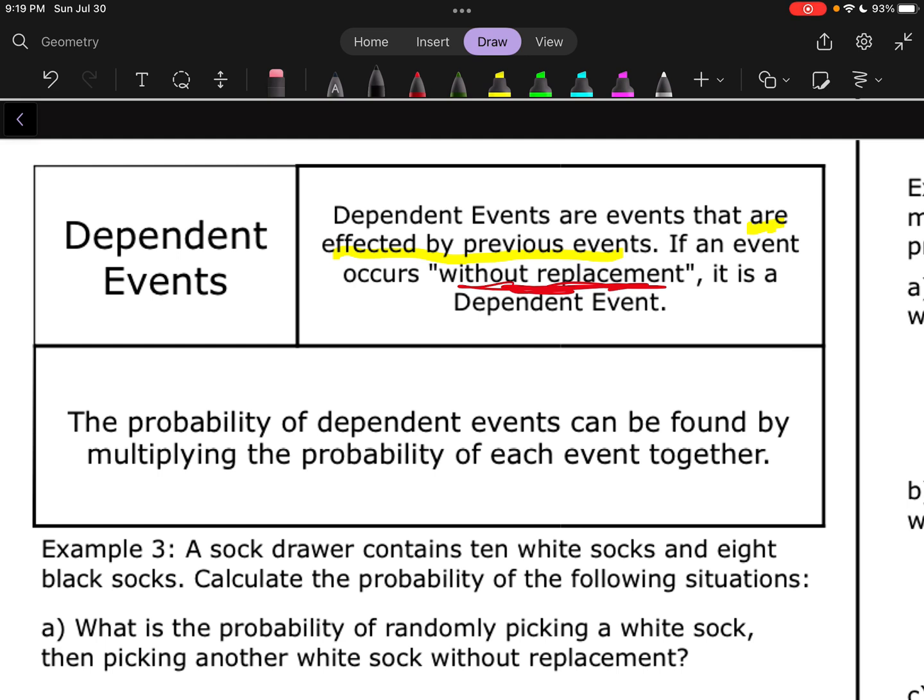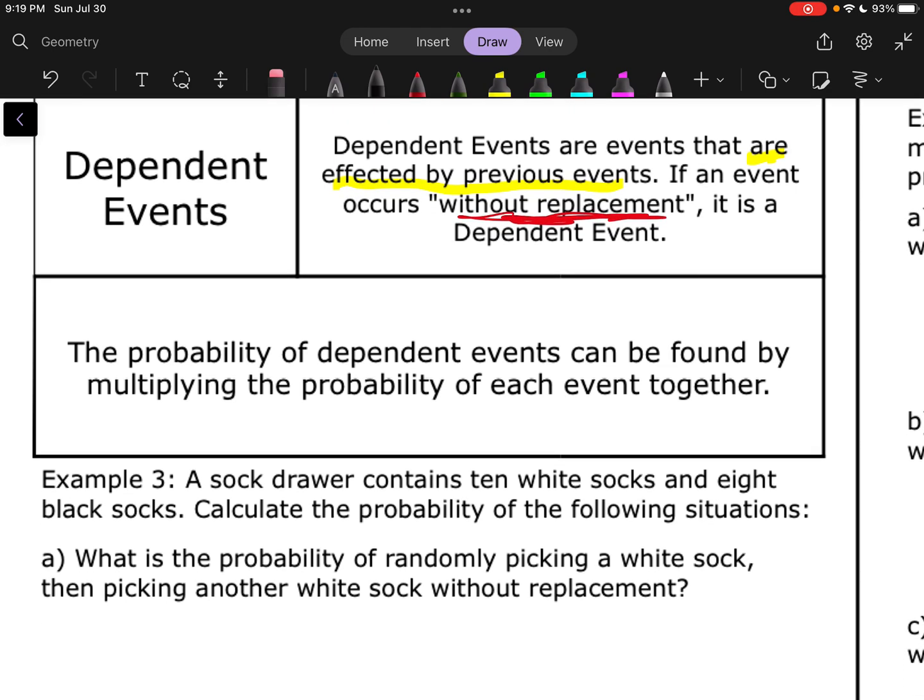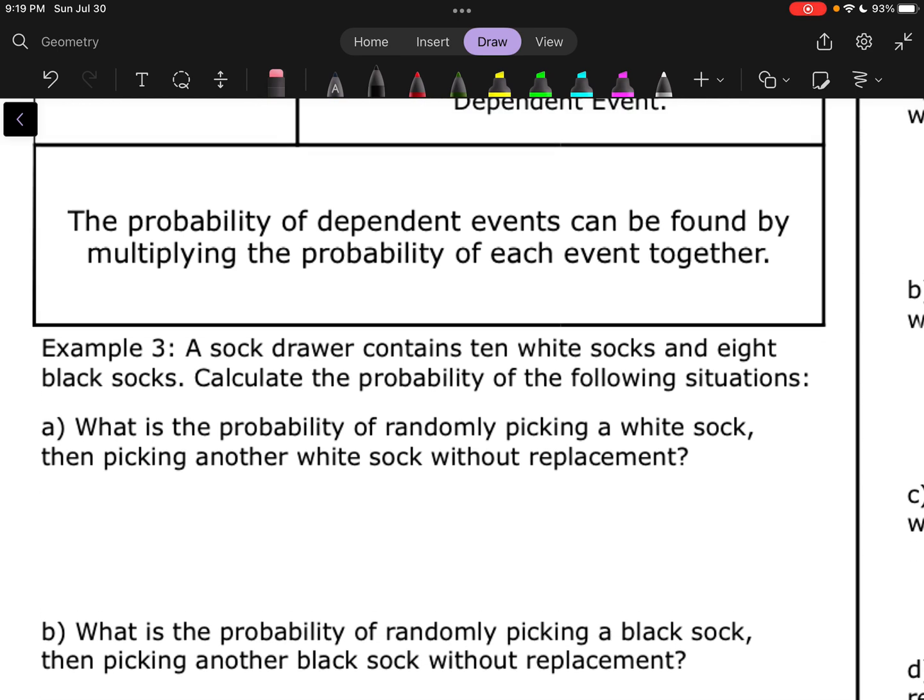Now, it's not going to change how we find the probability. The probability of dependent events can still be found by multiplying the probability of each event together. It's just that the second or the third event are going to be affected by the previous ones. Okay, so dependent events we've got to be a little bit more careful about. Let's look at example 3 and you'll see what I'm talking about.